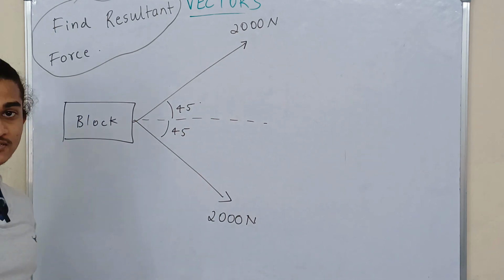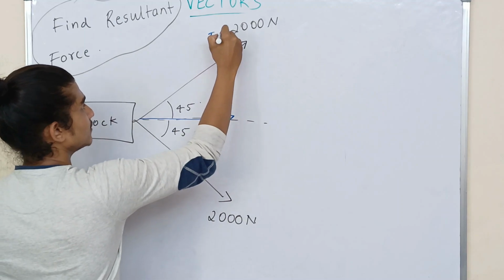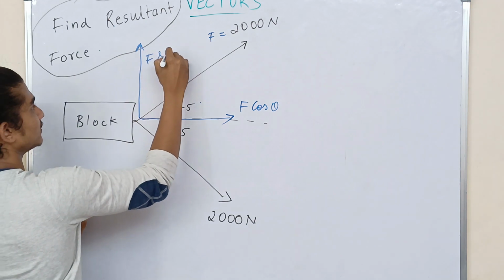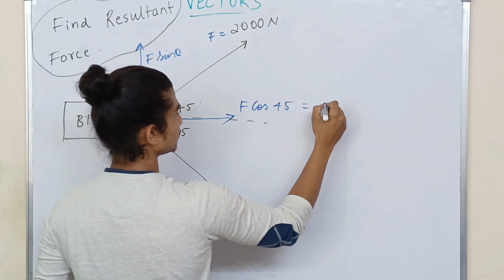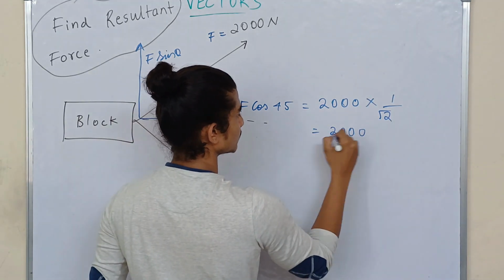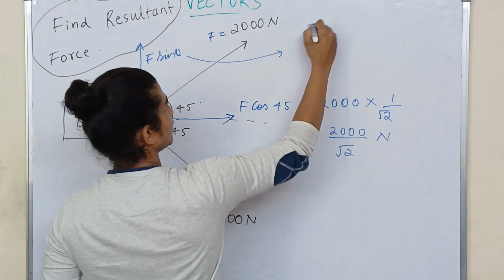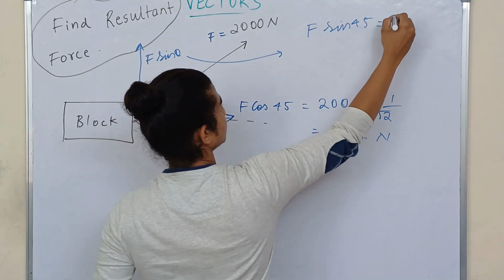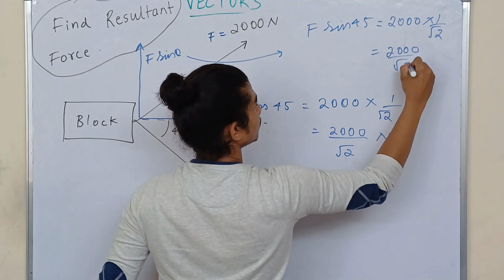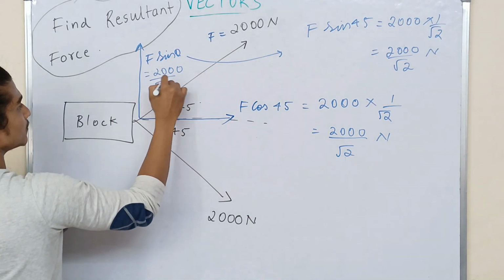So the first thing you have to do is resolve this particular vector. So you have this vector along this axis. Let us say F is equal to 2000. So F cos theta and this will be F sin theta. Since force is 2000 Newton, 2000 into cos 45, which is 1 by root 2, so 2000 by root 2 Newton. And this is also F sin 45, equal to 2000 into 1 by root 2, 2000 by root 2 Newton. So these two forces are equal.